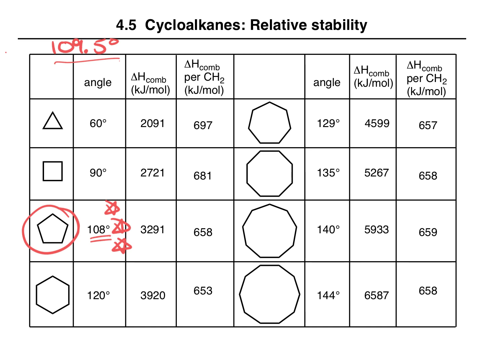Instead, if we look at the heat of combustion per methylene unit, so here we have 3 CH2s, divide this by 3, we get 697. Here we have 4 CH2s, so this heat of combustion gets divided by 4, this gives us 681. So by looking at the heat of combustion per methylene, now we have values that we can compare.